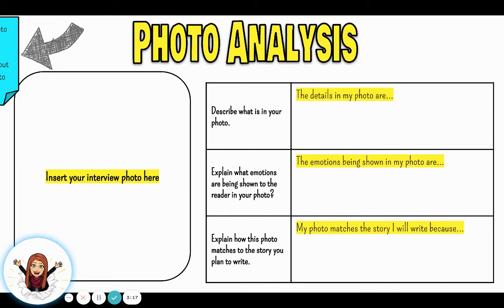Next, explain what emotions are being shown to the reader in your photo. So here's our sentence starter. The emotions being shown in my photo are, and then you will finish the sentence. And last, explain how this photo matches the story you plan to write. My photo matches the story I will write because, so you want to think, what's the connection between your photo and the story? They have to match somehow, and we want to know what that connection is.